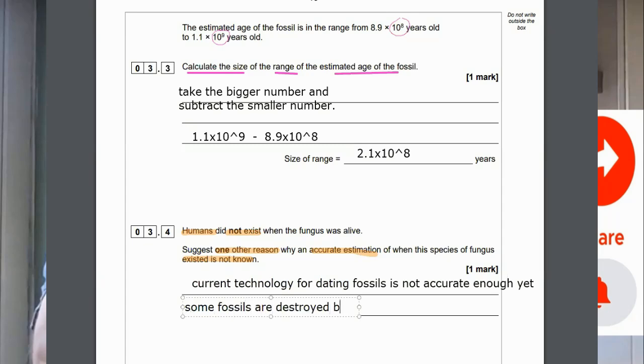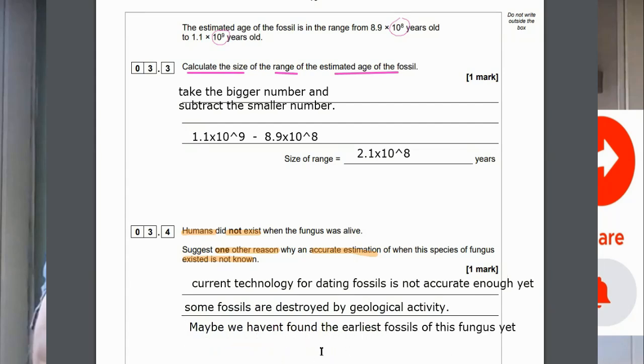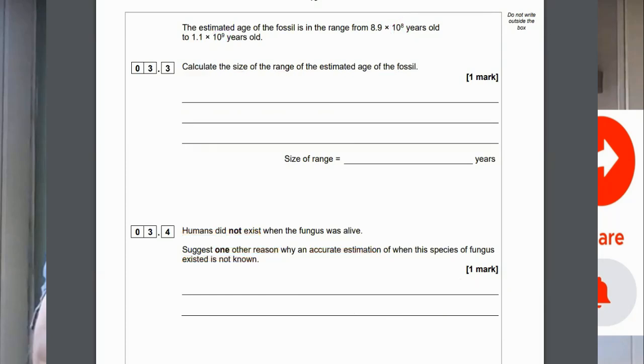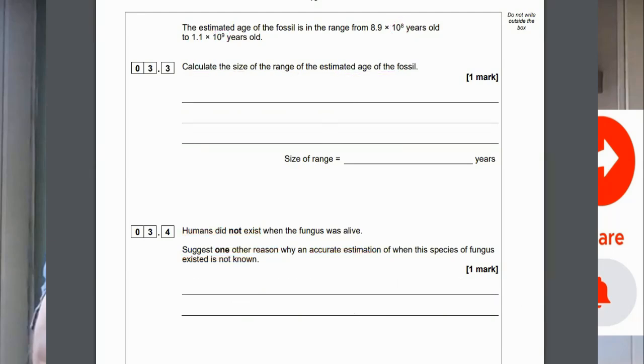yet be the best. Also, lots of fossils have been destroyed by geological activity. You should all know this. We've only got about 1% or 0.1% representation of all the living things through fossils. Most things do not become fossils. Maybe we haven't even found the earliest fossils of this fungus yet, and we still haven't dug in areas or found early versions of the fossil. Okay, that'll get you your 3 marks. Now let's move on.